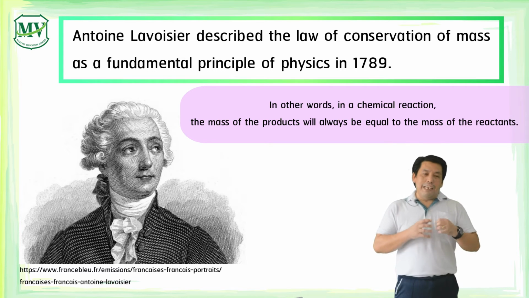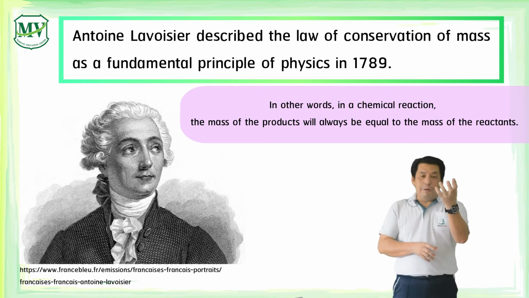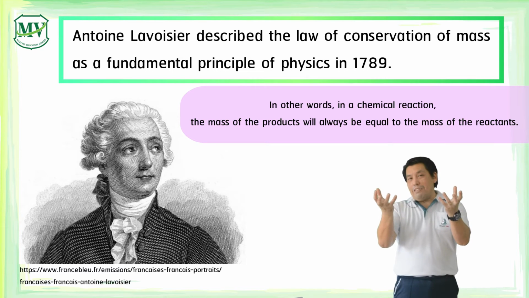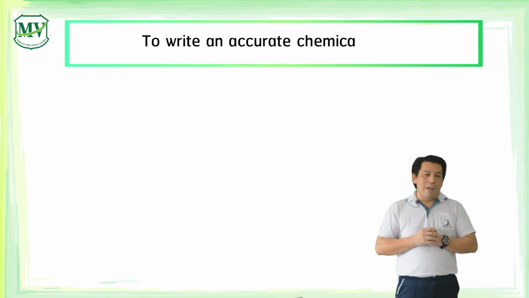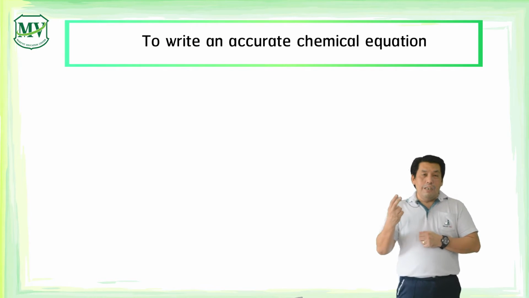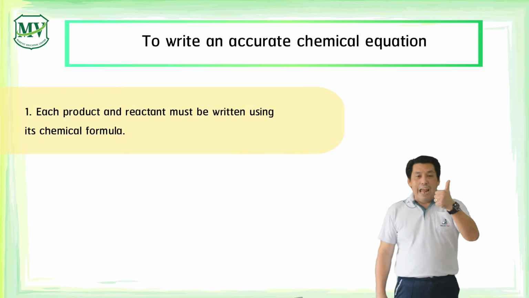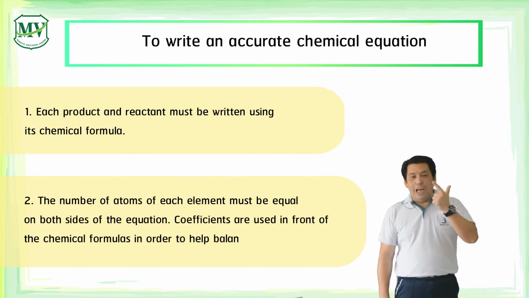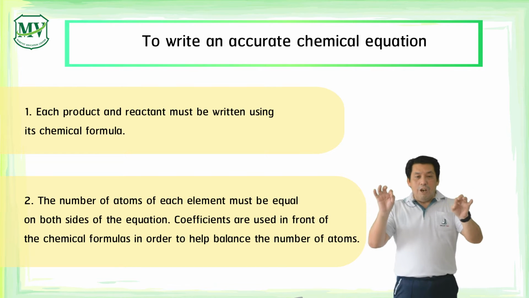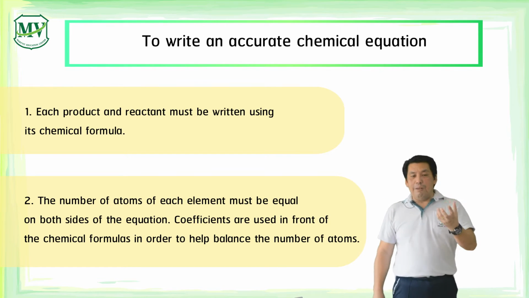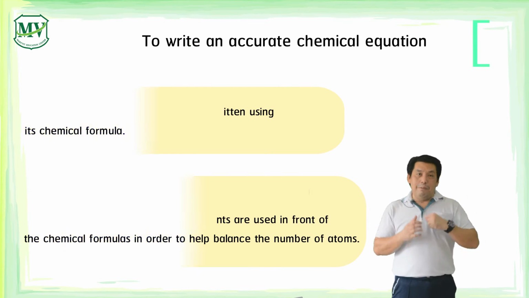In other words, in a chemical reaction, the mass of the products will always be equal to the mass of the reactants. To write an accurate chemical equation, two things must occur. Number one, each product and reactant must be written using its chemical formula. Number two, the number of atoms of each element must be equal on both sides of the equation. Coefficients are used in front of the chemical formulas in order to help balance the number of atoms.